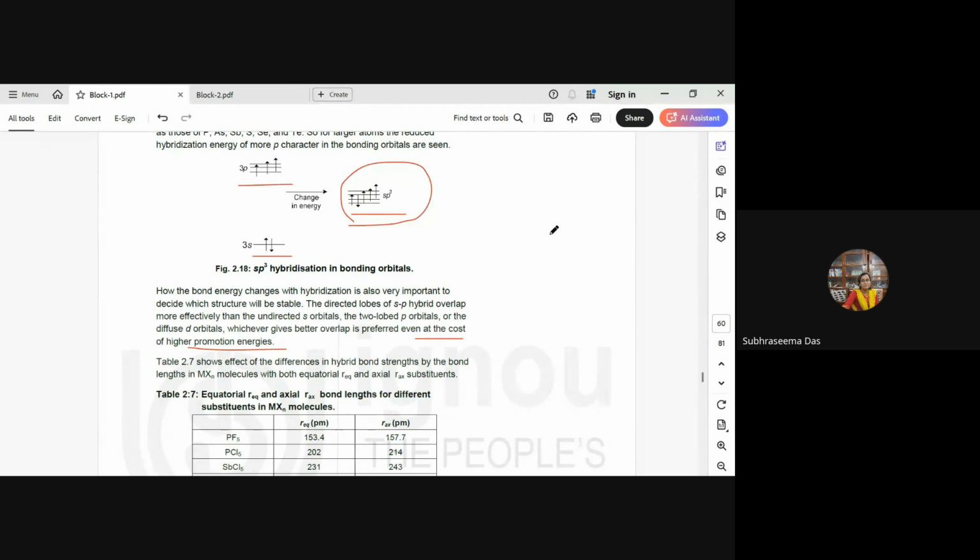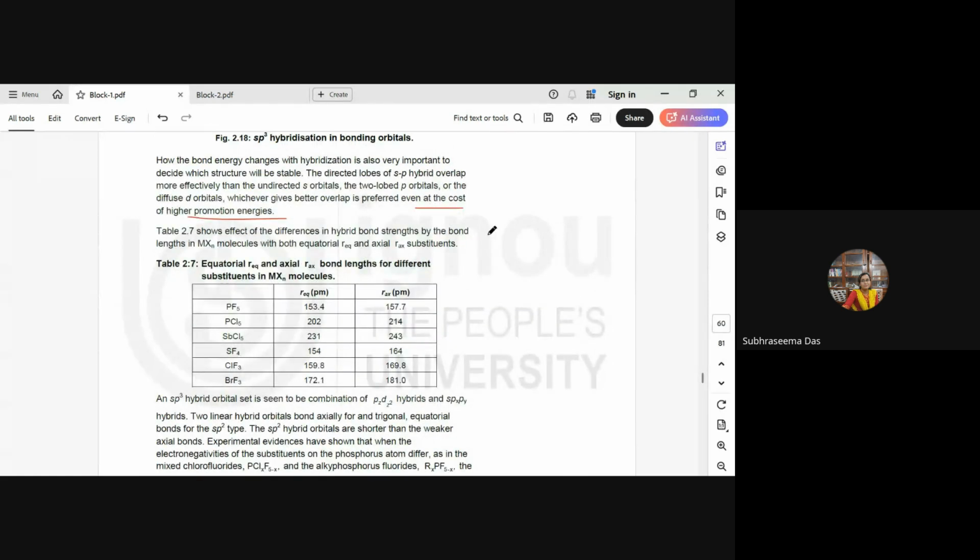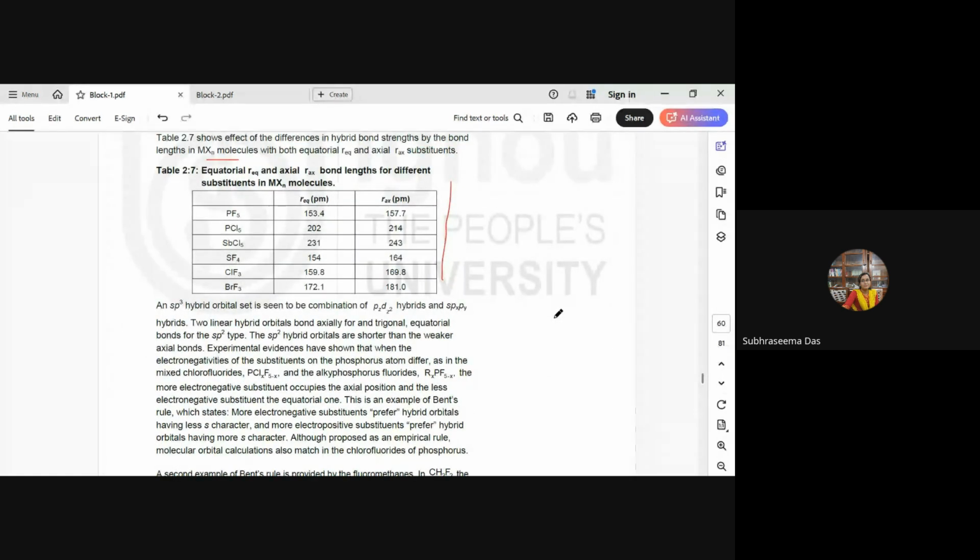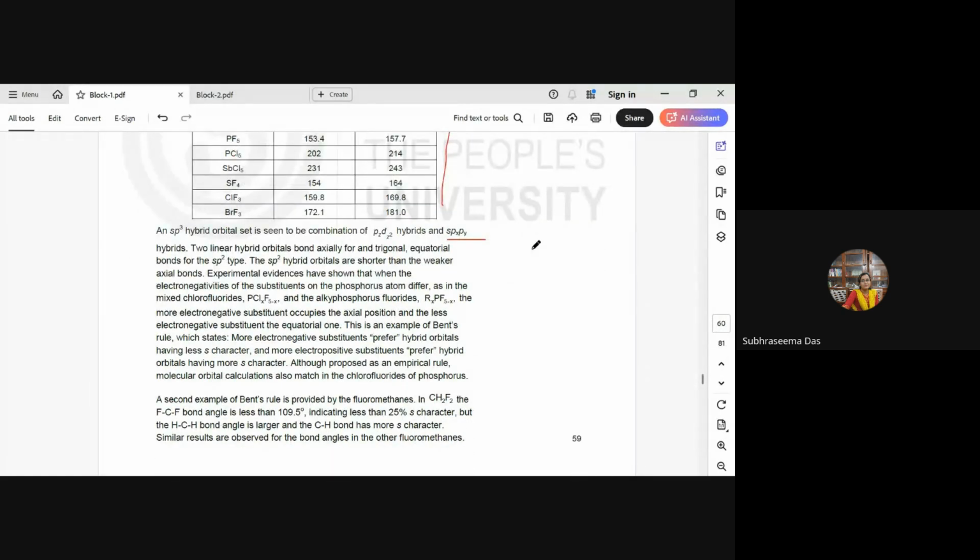the most stable. Now, table 2.7 shows the effect of the differences in hybrid bond strengths on the bond lengths in MXn molecules, where there are two types of radius, the equatorial radius and the axial radius, and the different bond lengths have been presented in table 2.7. An sp3d orbital, we know, is mostly seen as a combination of pz dz² hybrids and sp_x p_y hybrids. So two linear hybrid orbitals bond axially, and there are trigonal equatorial bonds of the sp2 type.